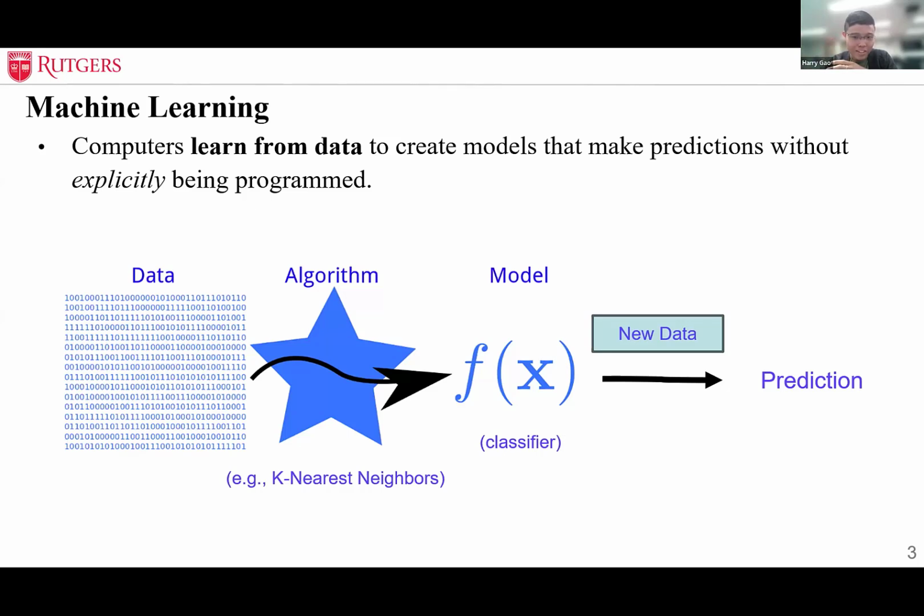And then when there's new data, let's say today at 3 p.m., some new dark clouds are forming up in the sky, that's the new data, and we make the prediction that maybe at 3:15, it's going to rain. So this is a very simple process, and I worded it here as: computers learn from the data to create models that can make predictions without explicitly being programmed. So what does that mean?